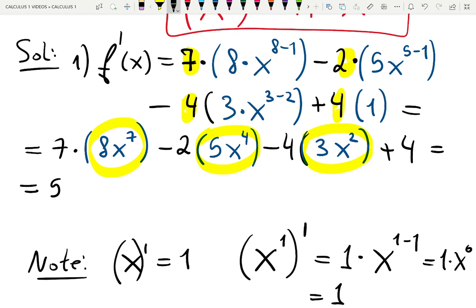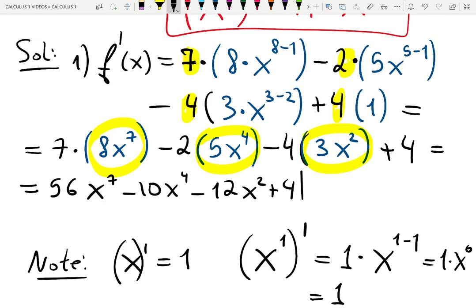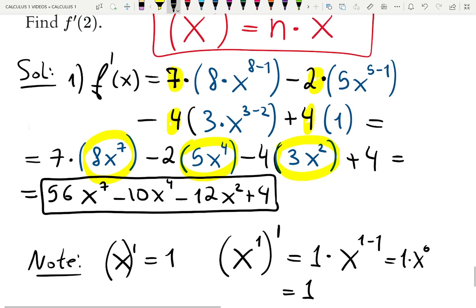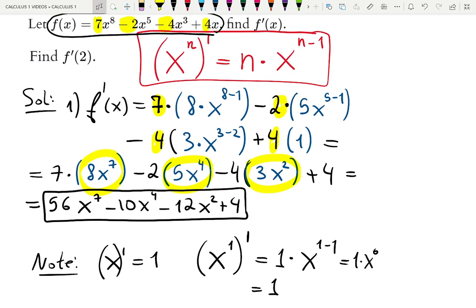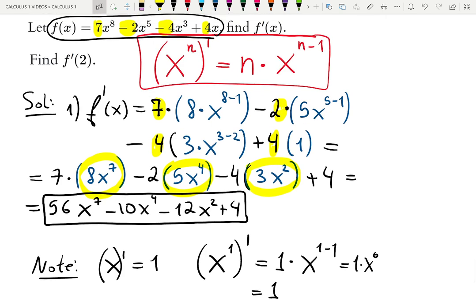7 times 8 is 56. 56. Yeah, I'm somehow doing it in my own language. X to the 7 minus 10x to the 4 minus 12x squared plus 4. And that is the answer for the first question. Like so. We found a derivative of the given polynomial.